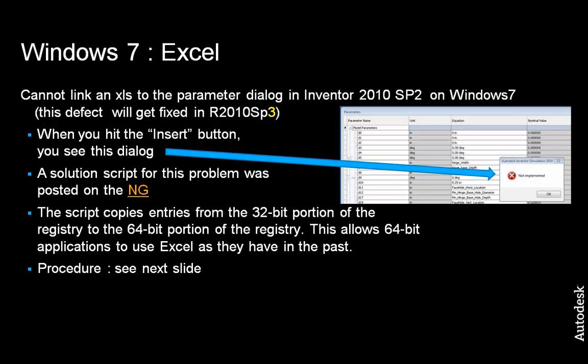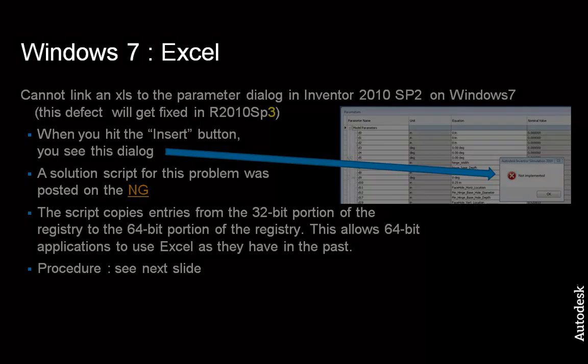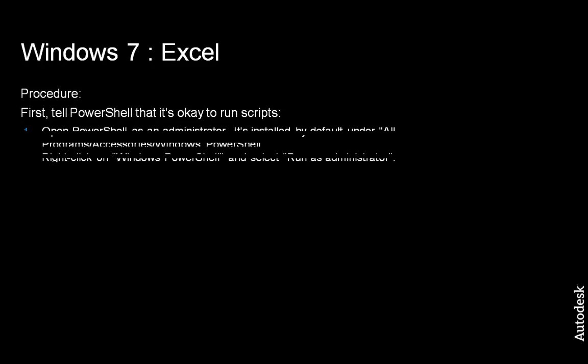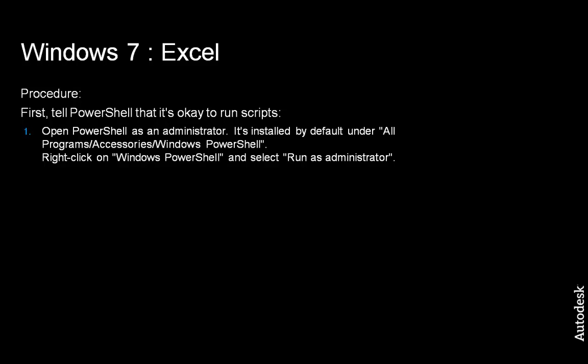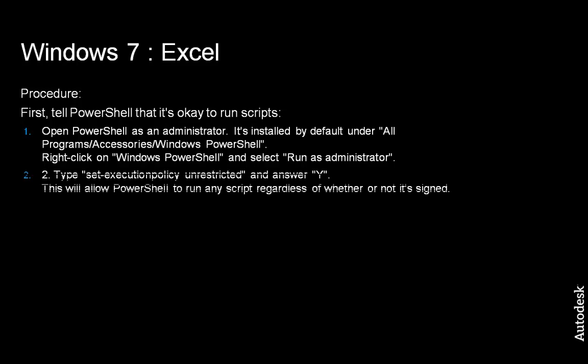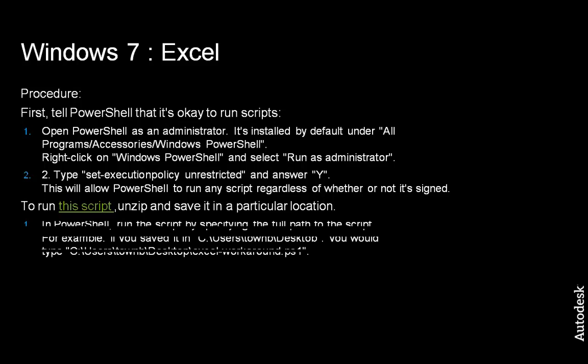The full procedure you can either go and read on the newsgroup, or I've even replicated it here in my presentation. You need to tell PowerShell that it's okay to run scripts. So you need to open PowerShell and assign all kind of admin rights. Then you set the execution policy to unrestricted. Run the script. The script is attached as a resource here.